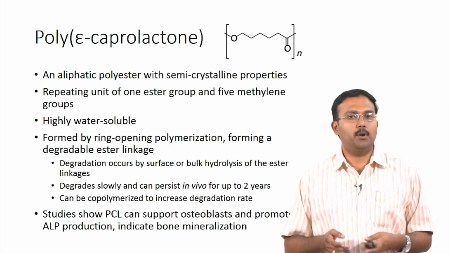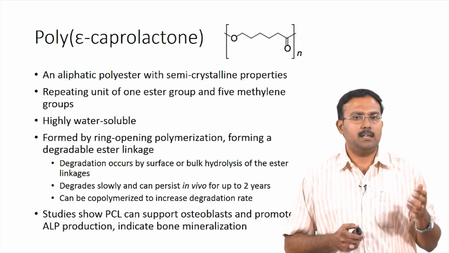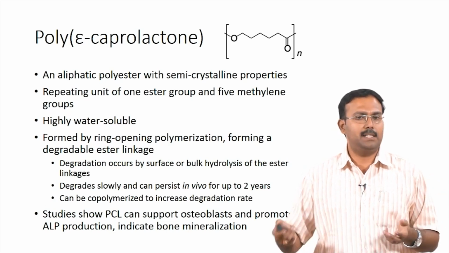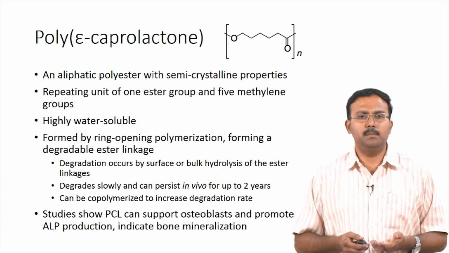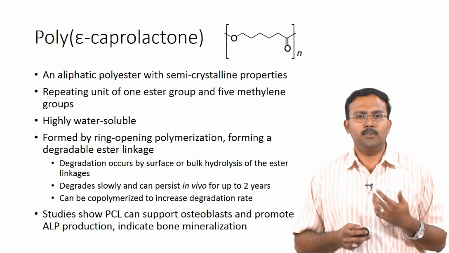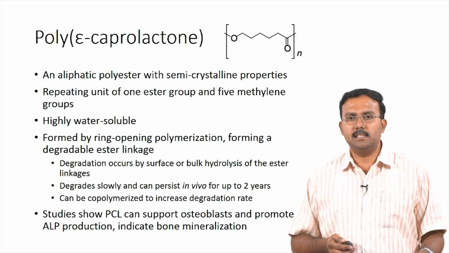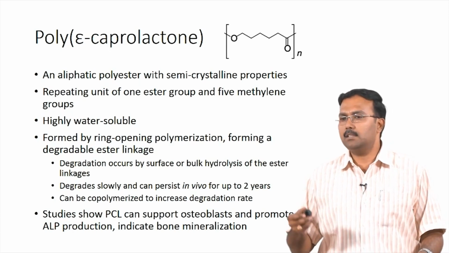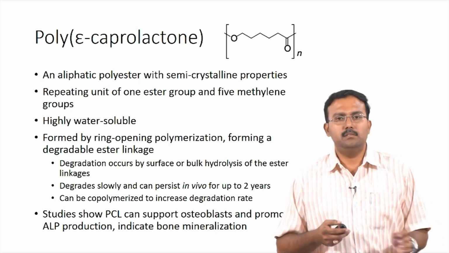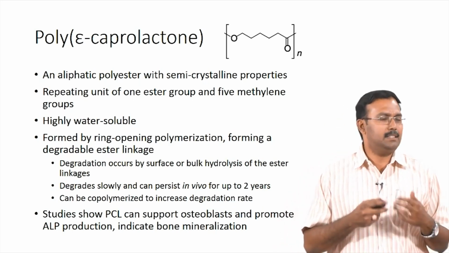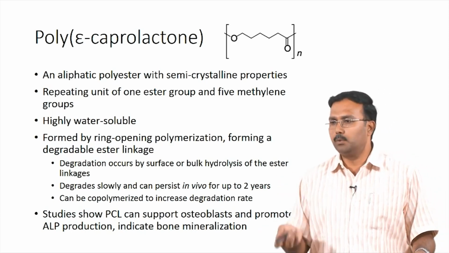Polycaprolactone is an aliphatic polyester with semi-crystalline properties. The repeating units are 1 ester group and 5 methylene groups. So the structure you can see there, it is a highly hydrophobic polymer, and this is formed by ring opening polymerization to form degradable ester linkages. The degradation occurs by surface or bulk hydrolysis of these ester linkages. Degradation is actually very slow, and it can be present in your body for up to 2 years.